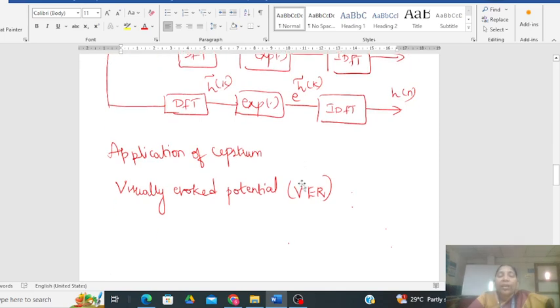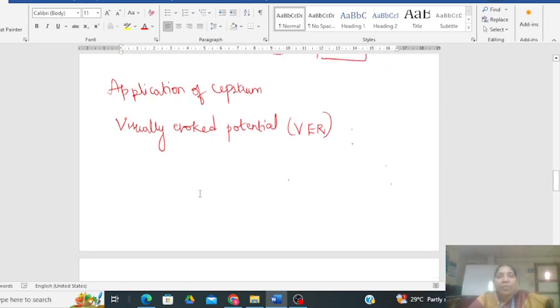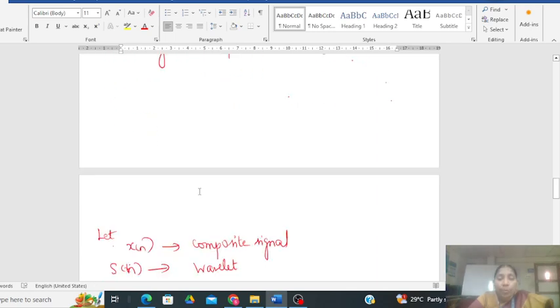Then when you see the application of a cepstrum, we have the example called visually evoked potential. So you know that in the case of visually evoked potential, you give the stimulus and get the response to it. How your eye responds to the stimulus, so how your brain responds during that time, will be recorded as a visually evoked potential.